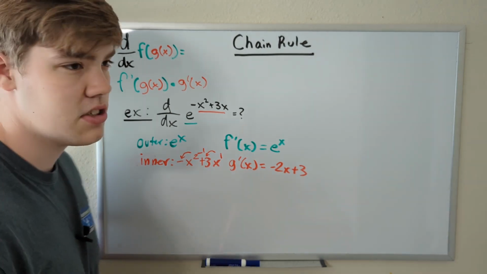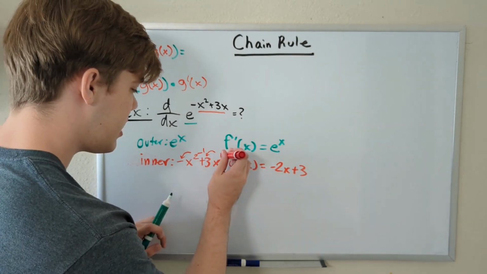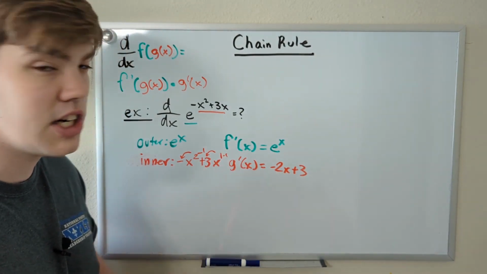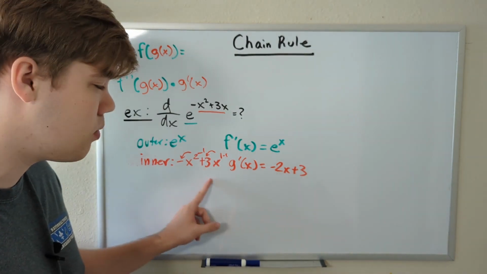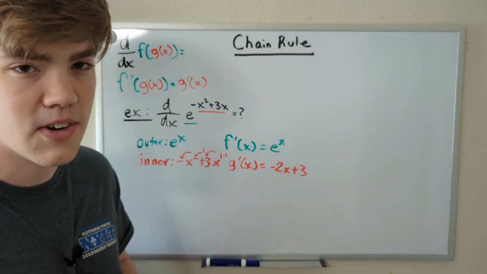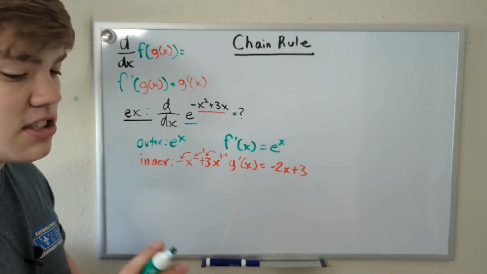3 times 1, of course, is just equal to 3, and then when we subtract 1 from this power, we get x to the 0th power. Anything to the 0th power is just equal to 1, so we get 3 times 1, which is just equal to 3. Now that we have everything, we can just plug it into the chain rule once again.